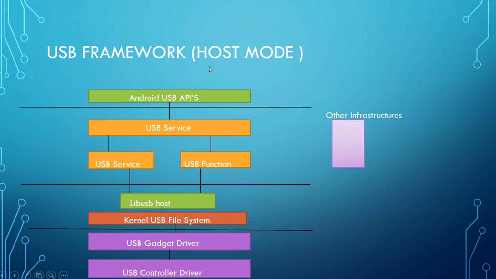Next, we'll see USB framework of host mode. Host mode is similar to device mode, but we can find one extra thing here, that host mode will use the USB file system, whereas we were not using file system in device mode. So this USB library, libusbhost is there, which helps in detecting the newly connected device, and there is a file system called kernel USB file system which will detect the device and transfer this information from Android to the kernel space or from kernel space to the Android. So this works on host mode, works on the file system concept.